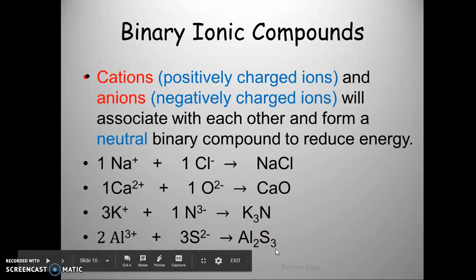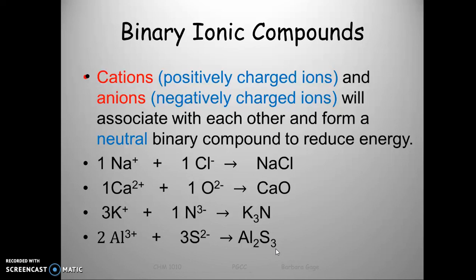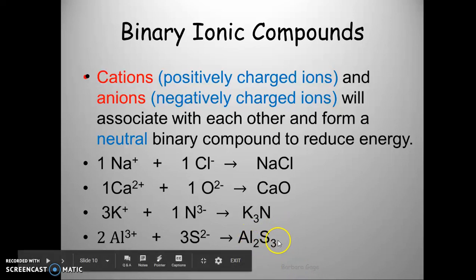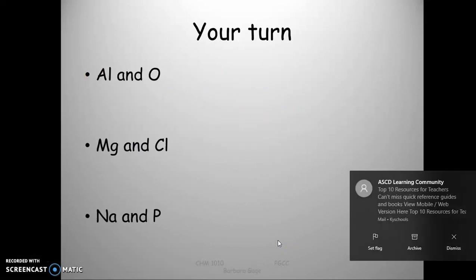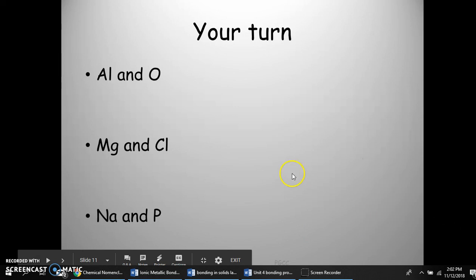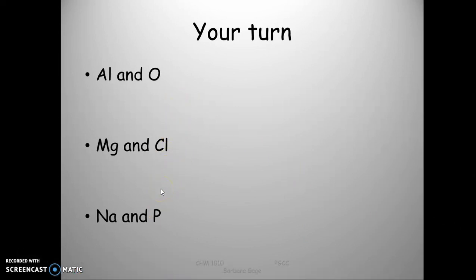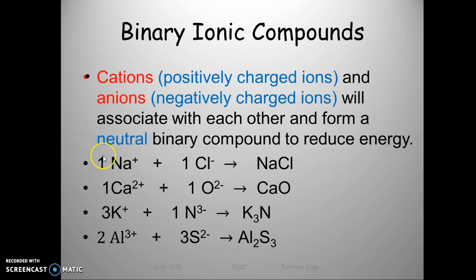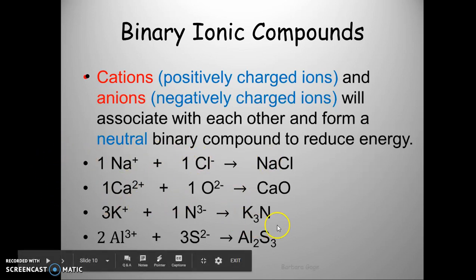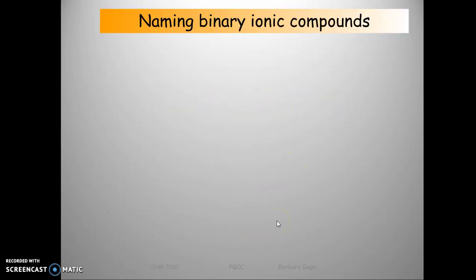Okay, so now that you know how to make an ionic compound, how to balance those charges, let's talk about the rule for naming an ionic compound. Well, I'm sorry, before we do that, you need to do these practices on your own, and I will come by and check these. So make sure you have your periodic table out and you are looking at their charges. You do not have to write the full equation. I just want you to tell me what the products would be. Okay, so I'll come by and check those.